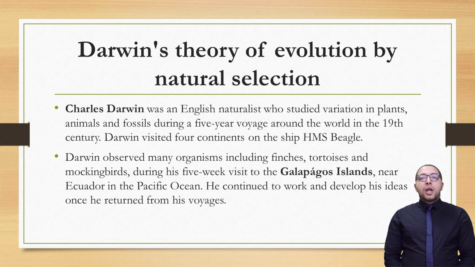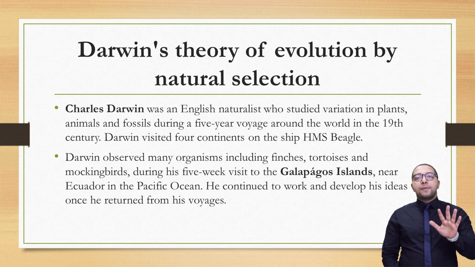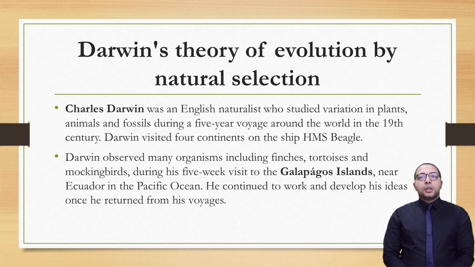Charles Darwin was an English naturalist who studied variation in plants, animals, and fossils during a 5 year voyage around the world in the 19th century. Darwin visited 4 continents on the ship HMS Beagle. Darwin observed many organisms, including finches, tortoises, and mockingbirds during his 5 week visit to the Galapagos Islands. The Galapagos Islands are found near Ecuador in the Pacific Ocean. He continued to work and develop his idea once he returned from his voyage in England.